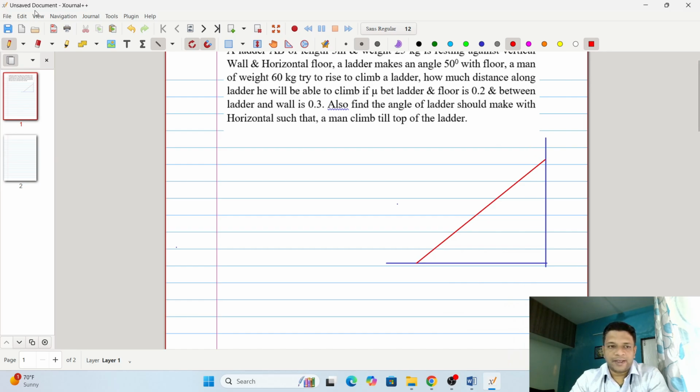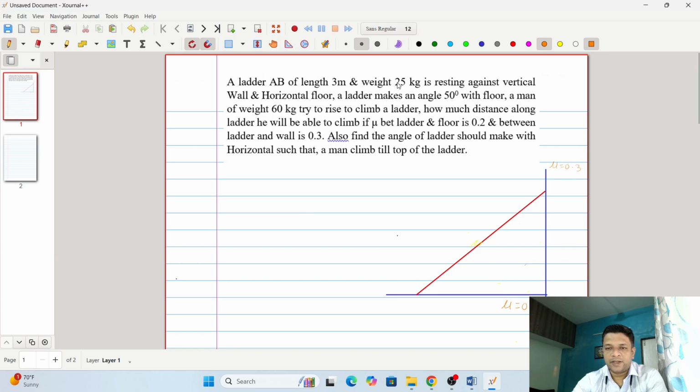Now some values are given, so we'll point out certain values. The mu between the ladder and the floor is 0.2, which means the coefficient of friction between the ladder and the floor is 0.2. So we'll show it there. And between the ladder and the wall, that value is shown here, so mu is equal to 0.3. So we have different values of coefficient of friction for the ladder-floor and ladder-wall contacts. Then they have mentioned the weight of the ladder is 25 kg.